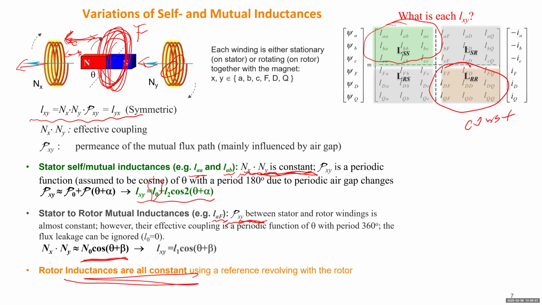Anything in the green box will change with a period of 180 degrees. Anything in those gray bars will change with a period of 360 degrees. So every 180 degrees, any inductance in the green block will reach the maximum value. Every 360 degrees, the inductance in the gray bars will reach the maximum value.